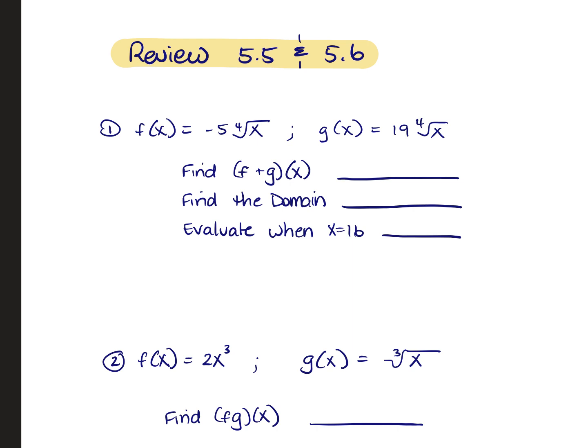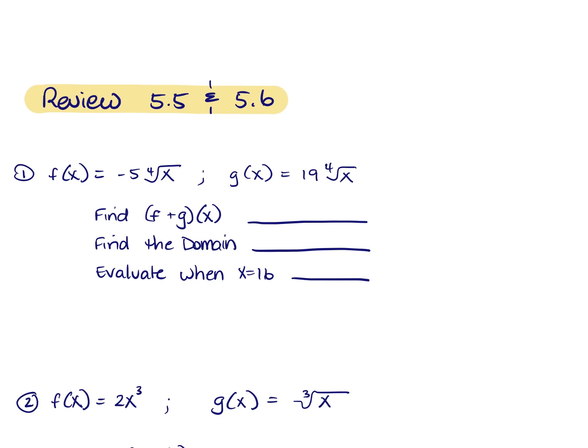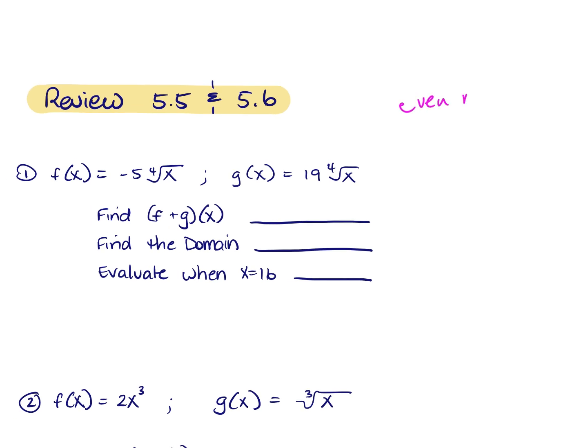All right, the hardest thing for you guys is the domain. So you have to think about what your domain can and can't be. There's sometimes when there's restrictions, guys. If you have an even root in the numerator, do you guys agree that these are over 1? All right, if you have an even root in the numerator, your x value has to be greater than or equal to 0. Why is that? Can you take the even root of a negative number and get a real answer? No.